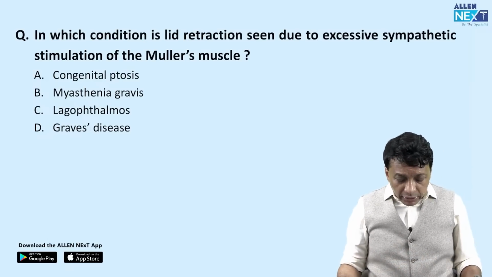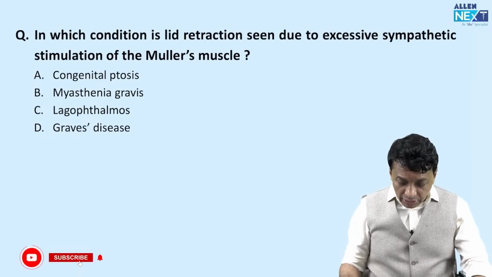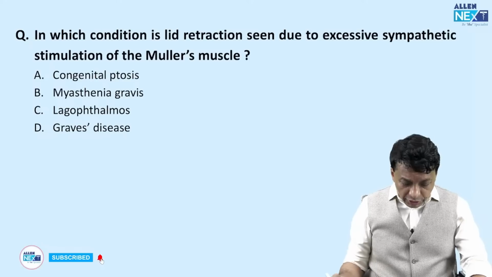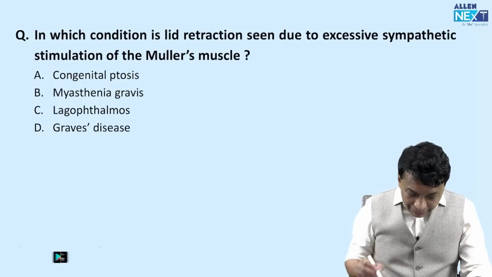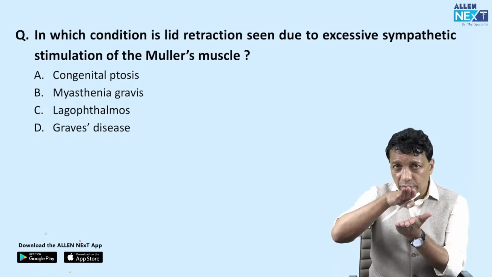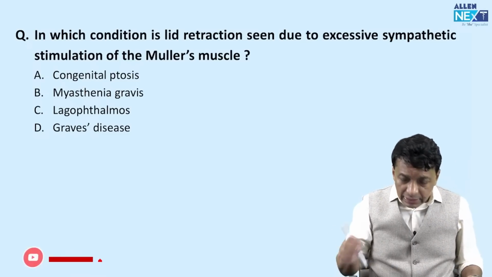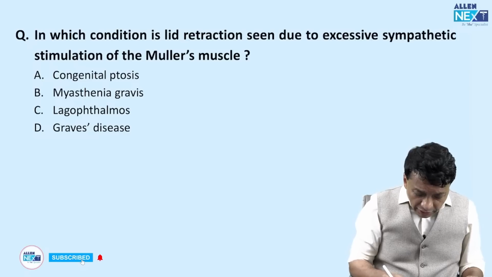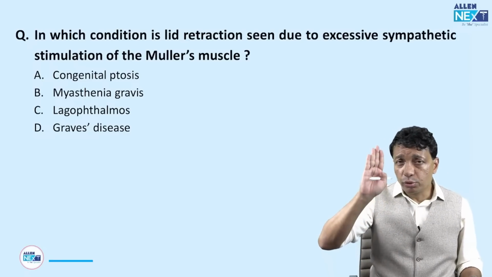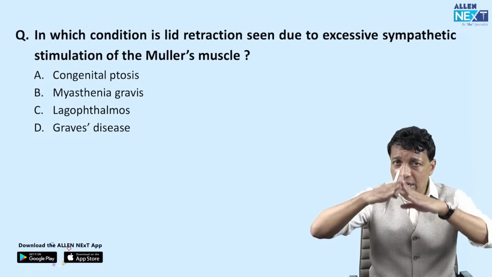Very well. In which condition is lid retraction seen due to excessive sympathetic stimulation of the Mueller's muscle? Now, remember, in lid retraction the lid goes backward like this. Excessive sympathetic stimulation of the Mueller's muscle causes lid retraction. Remember, congenital ptosis is just the opposite: the lid is drooping down. There's no lid retraction, just the opposite.